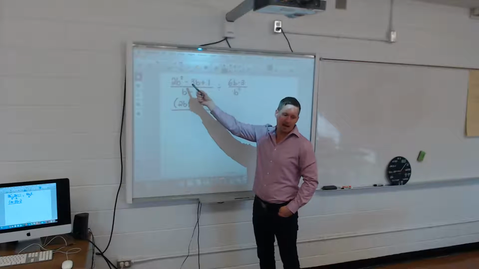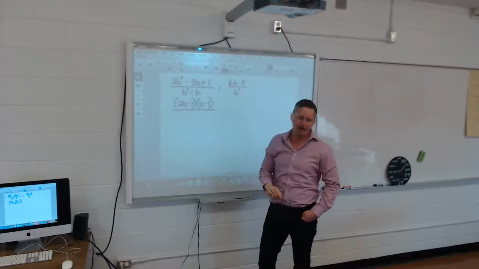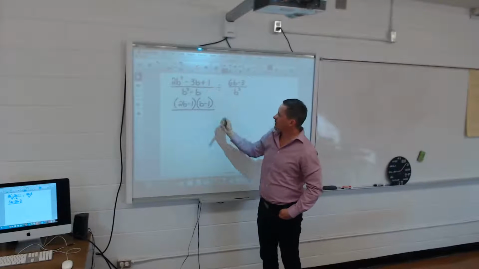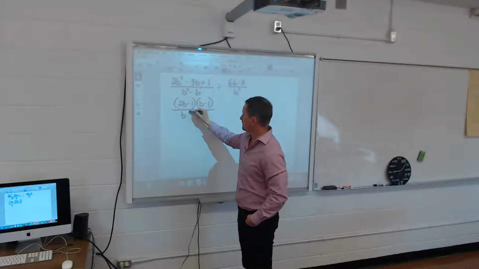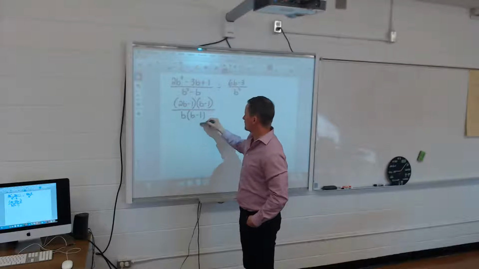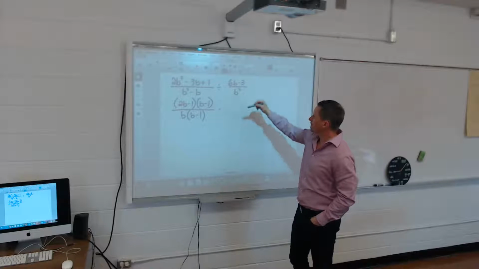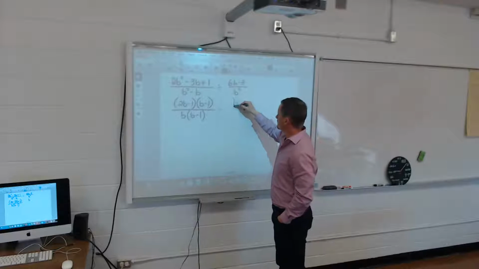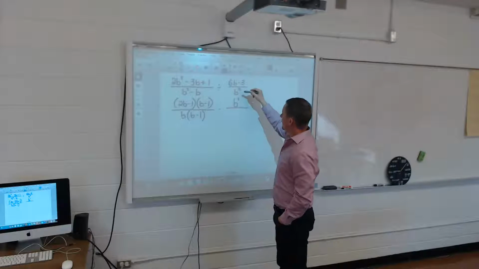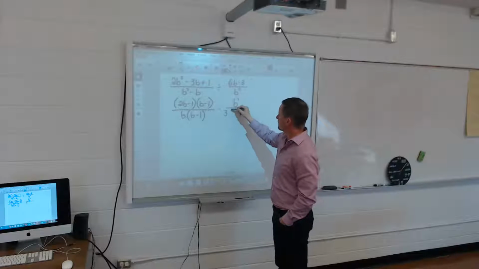I see that it's a negative here. That means that they both have to be negatives there. b squared subtract b, factor the b out. Flip this fraction. And take a 3 out of here.